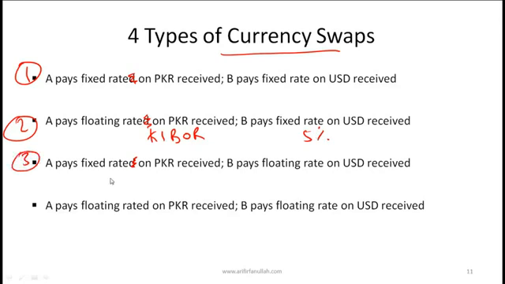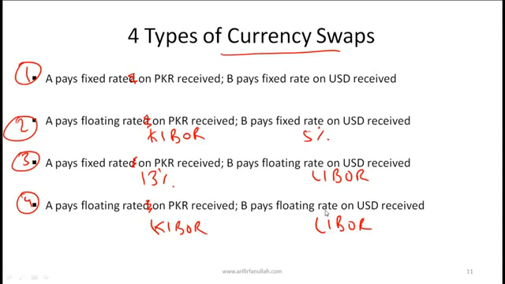The third scenario is A pays a fixed rate on the PKR received. So A might pay a fixed rate of 13% and B pays a floating rate based on, say, LIBOR. And finally, we can have a situation where both parties pay a floating rate. So A can pay a floating rate based on KIBOR and B can pay a floating rate based on LIBOR.